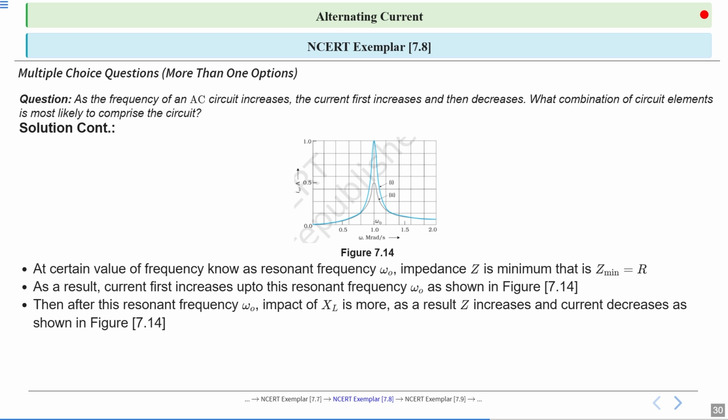Okay, you can put values if you want to verify it. You can put arbitrary values. You can do the iterations by putting different values, increasing the value of omega, or take L and C as any fixed values. You will come to this type of graph, that is first increasing and then decreasing. Then after this resonant frequency omega naught, the impact of XL is more. As a result, Z increases and current decreases, as shown in figure 7.14.